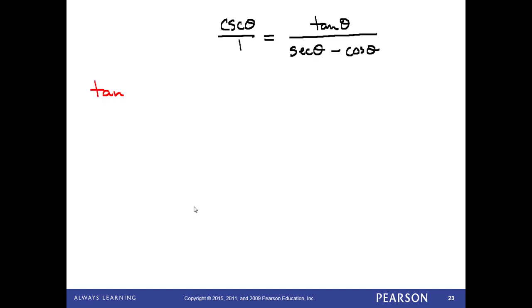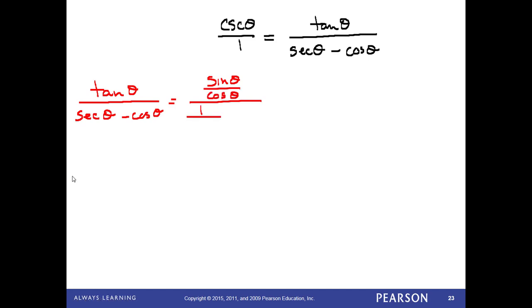So let's do this here. I'm going to start off with the complicated side, which is the right hand side this time. So I'm going to go from right hand to left hand, and I'm going to eventually wind up with this one. Let's go for it. Simplifying everything to sines and cosines: tangent is good, 1 over cosine is secant, and cosine over here as well.